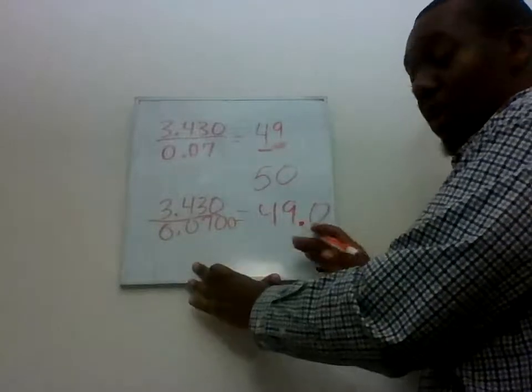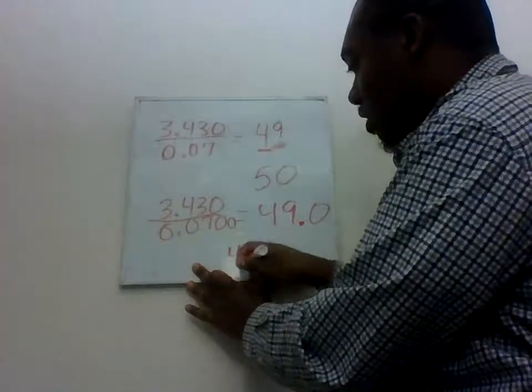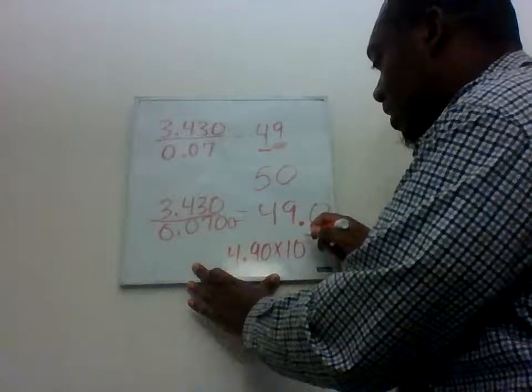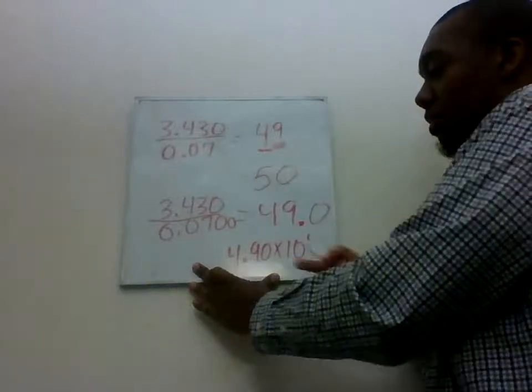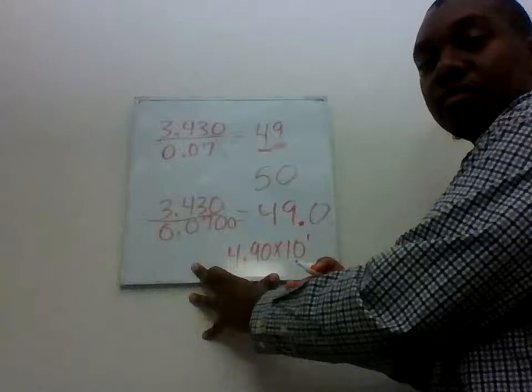Another thing you can do is write it in scientific notation. That's what a lot of people do sometimes. So I'll change this to 4.90 times 10 to the first. Because now they can add zeros on the end to have significant figures however they want.